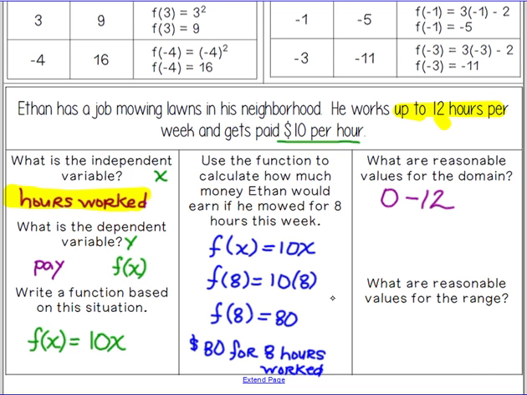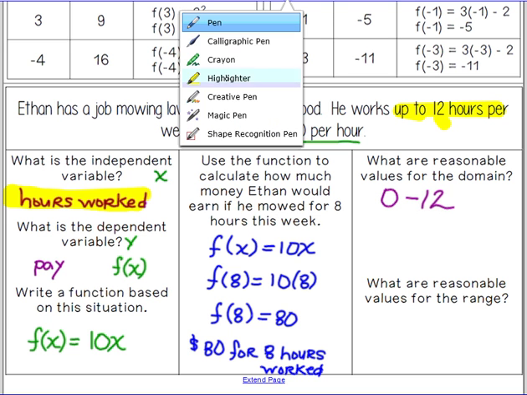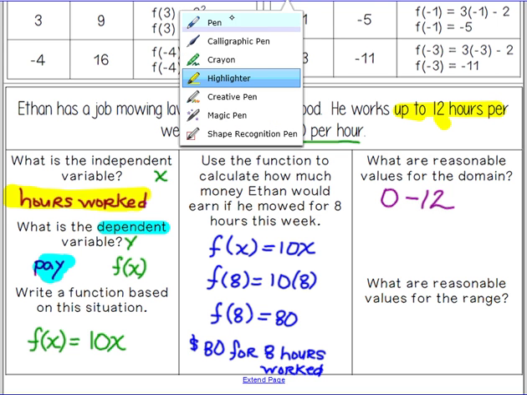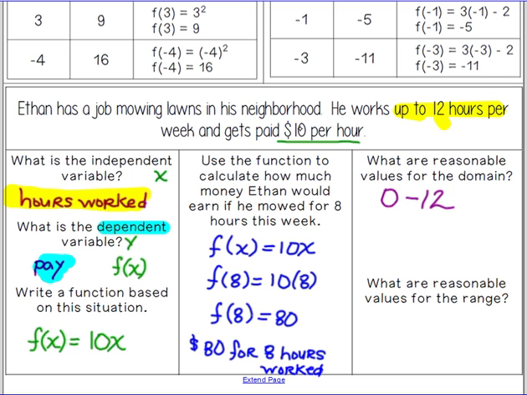And so then if we are looking for what are the reasonable values for the range, so recalling that the range is our dependent variable or our y, and that's referring to the pay that we have. So now we need to consider, well, if he were to work for 0 hours, how much money would he make? Well, he would make $0 if he doesn't work at all. And so if the maximum that he is going to work is 12 hours, what's the maximum of the range values that we could encounter? And so if he makes $10 an hour and the max is 12 hours, then the largest range value that we could see would be 120.